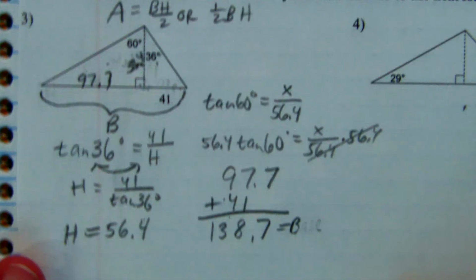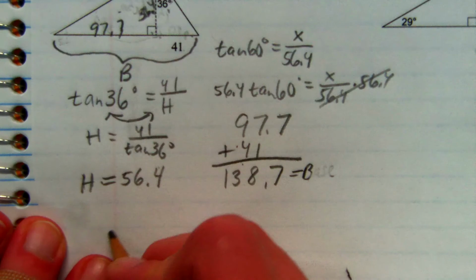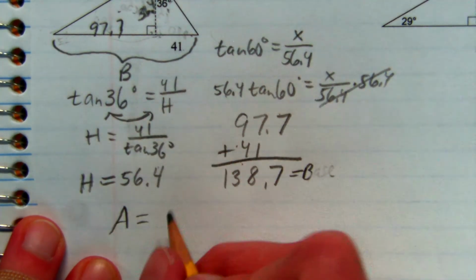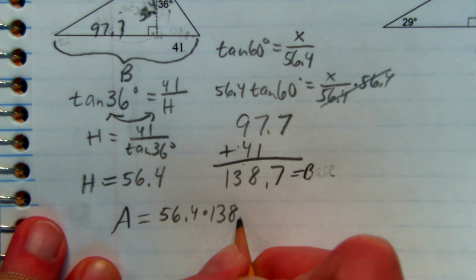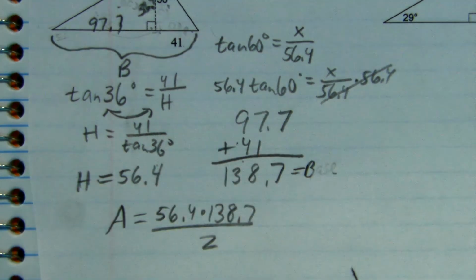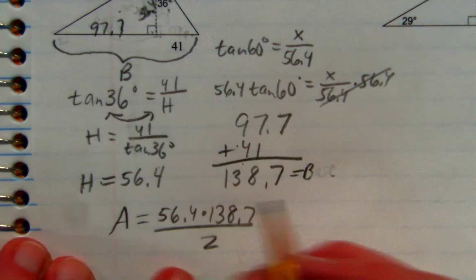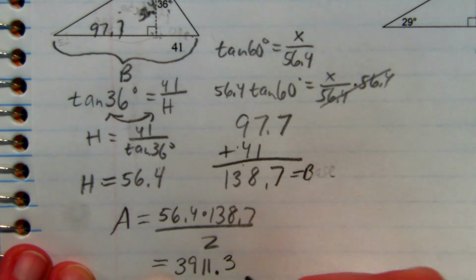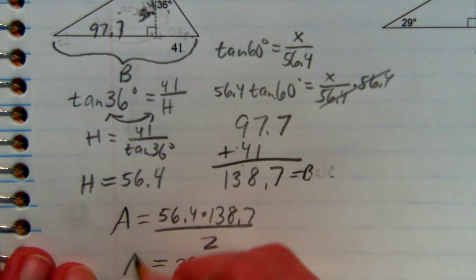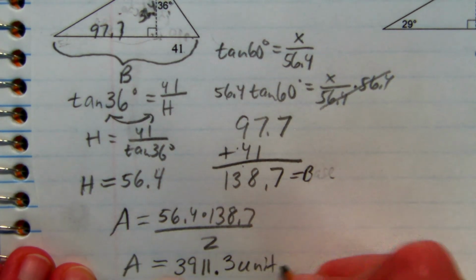And then your last thing is to find the area. So area is base times height divided by 2. So take 56.4 times 138.7 and divide by 2. So all this adds into it's a little adding and a little dividing. And we end up with an area of 3911.34, so I'll round off to 0.3. And they didn't give us any units, and that bothers me, so I'm going to call it units squared.